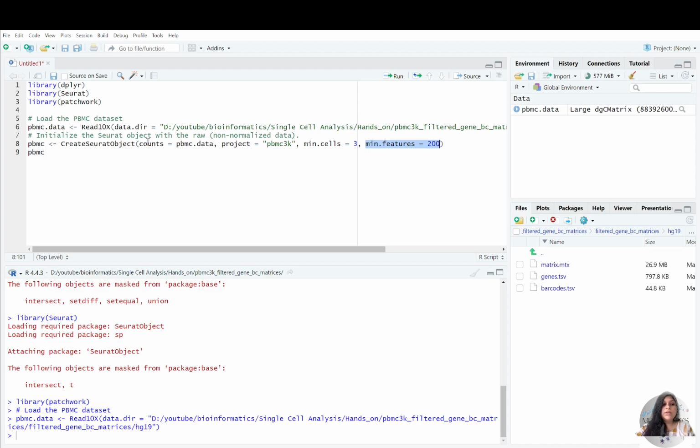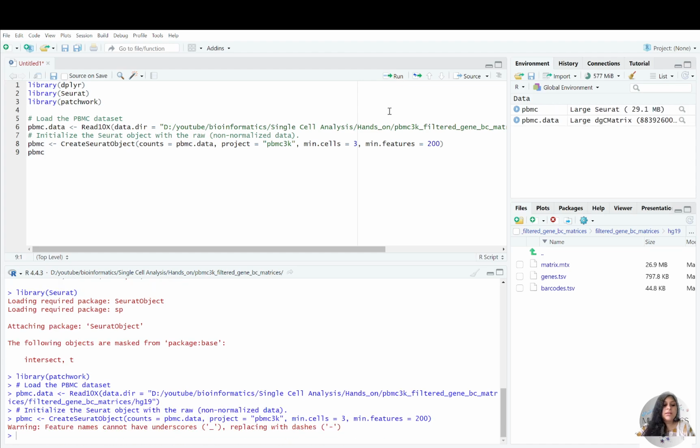Now, we have loaded this, and I'm just placing the cursor on my 8th line here, and then I'm running it. Okay, so this warning you can ignore, because you cannot have underscores, so R has replaced those names with dashes. And it has created a Seurat object, which is stored under the name PBMC, and you can see here also the PBMC, a large Seurat object.